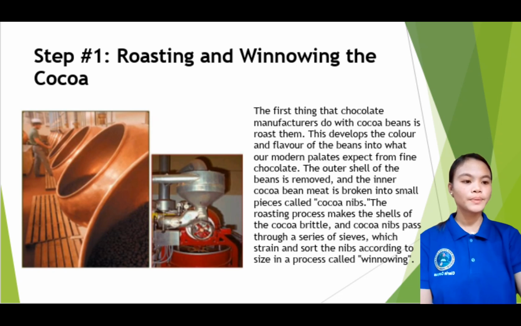The outer shell of the beans is removed, and the inner cocoa bean meat is broken into small pieces called cocoa nibs. The roasting process makes the shells of the cocoa brittle and cocoa nibs pass through a series of sieves, which strain and sort the nibs according to size in a process called winnowing.